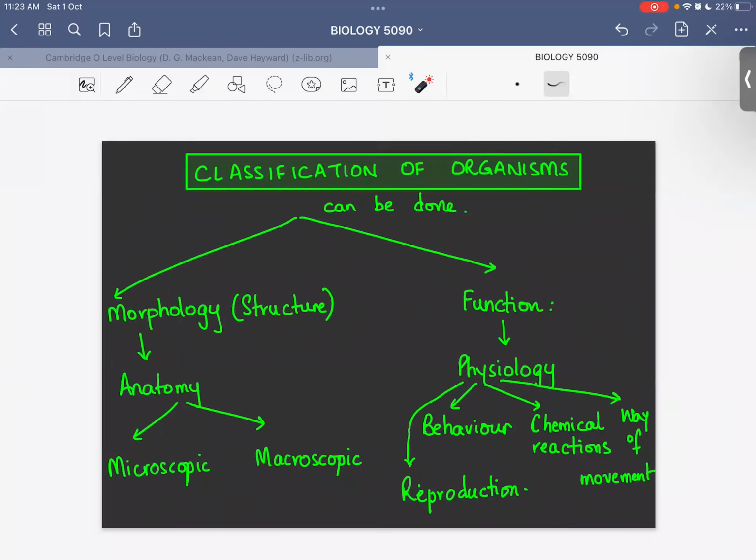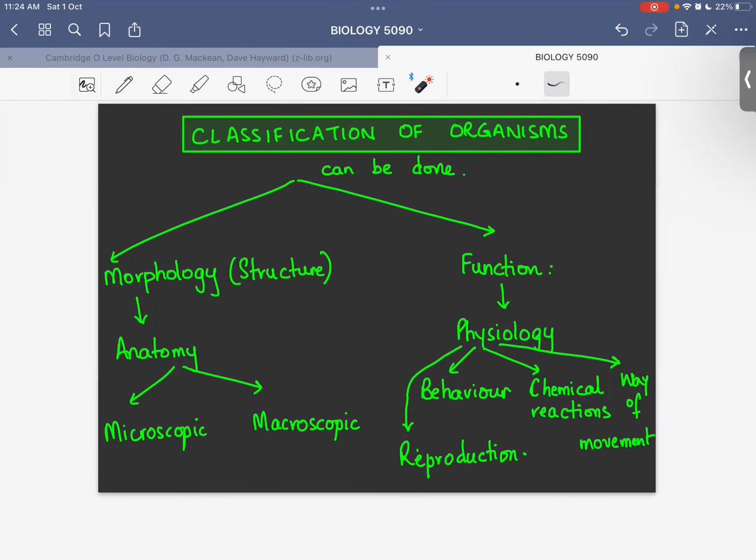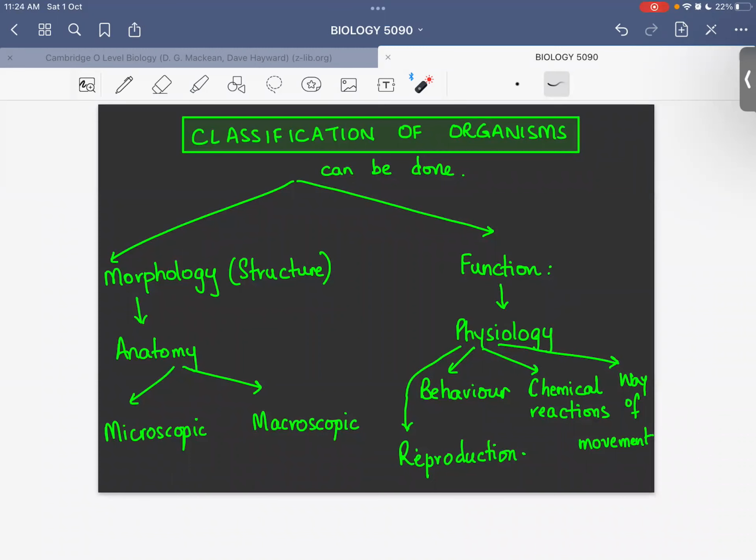Miss, basically, you said in this thing, classification of organisms can be done in two ways. So basically, we can look at the functions and we can look at the structure. So basically, a morphology, the structure, and then anatomy comes under it, like, okay, microscopic or macroscopic. And then after that, we can see the functions, which are like physiology, like behavior, reproduction, chemical reactions, way of movement.